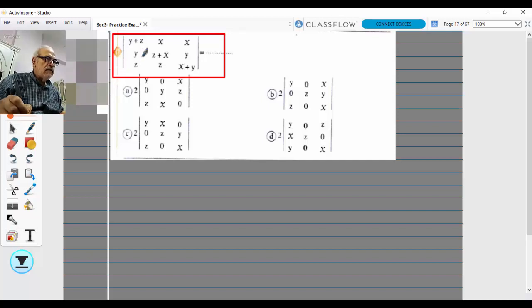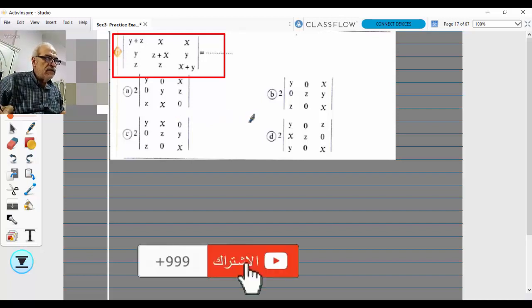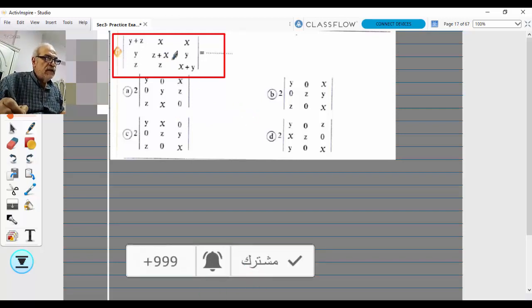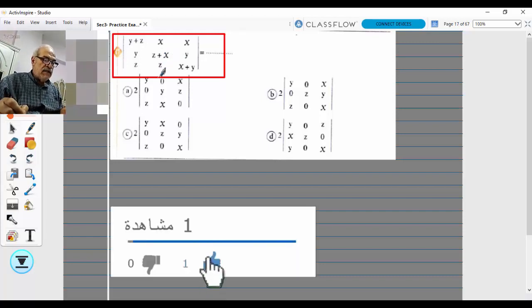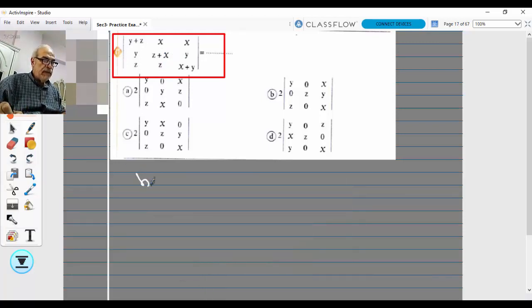Question number 17. We have a determinant: y plus z, x, x; y, z plus x, y; z, z, x plus y, equals one of these four determinants. So we must simplify the original one. First step, by subtracting r1 minus r3. So we will subtract r3 from r1, the third row from the first row.